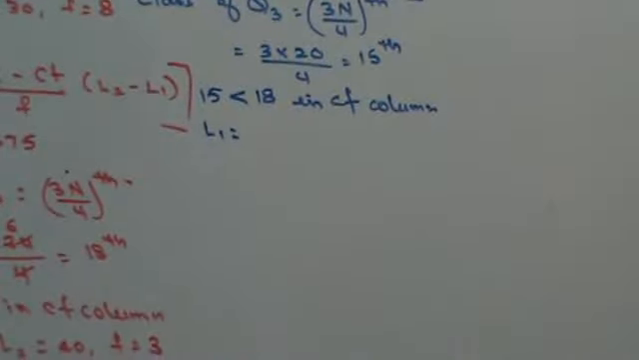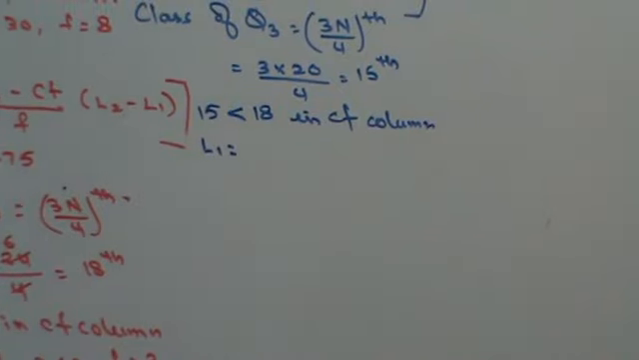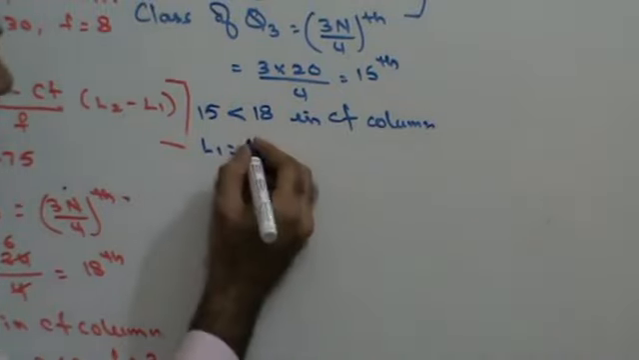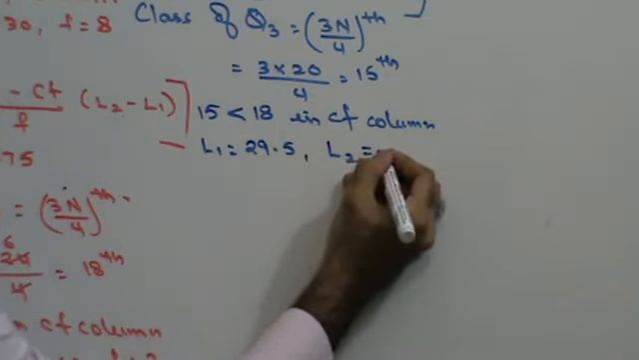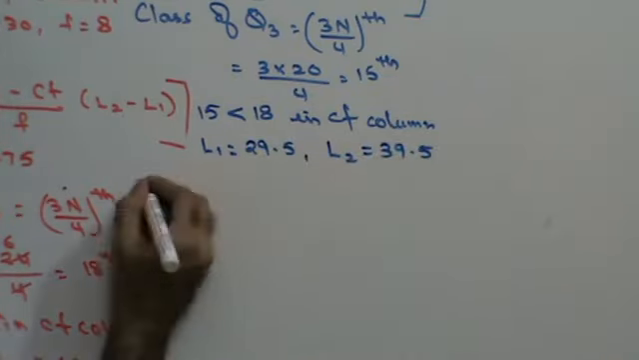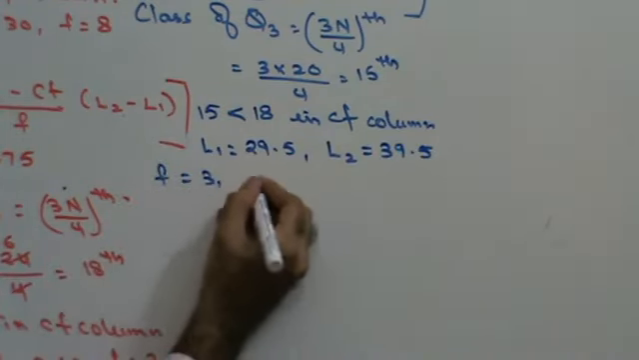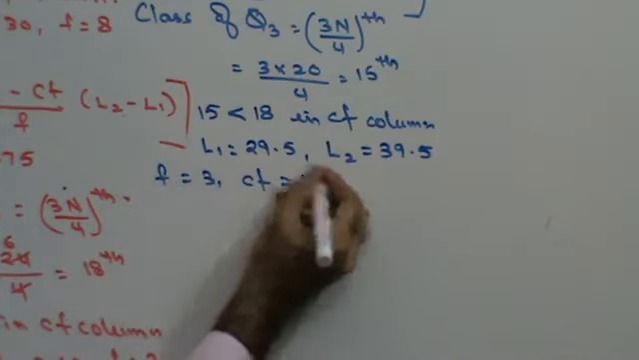Since the class interval is not continuous, you will reduce the lower limit by 0.5. So the lower limit will not be 30 but it will be 29.5. You will increase the upper limit by 0.5, 39.5. F is going to be 3 and CF is going to be 15.